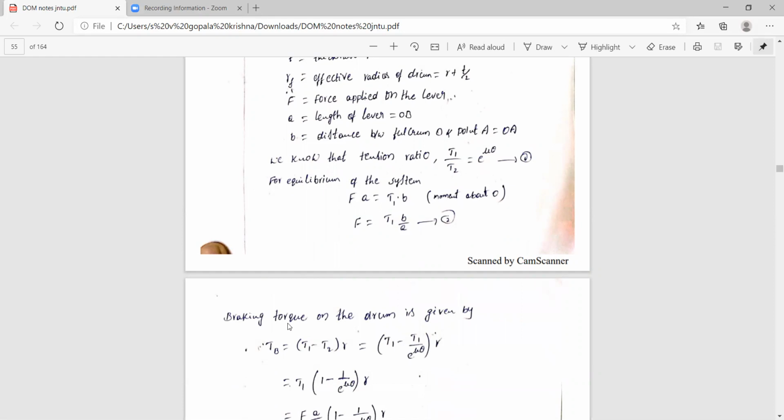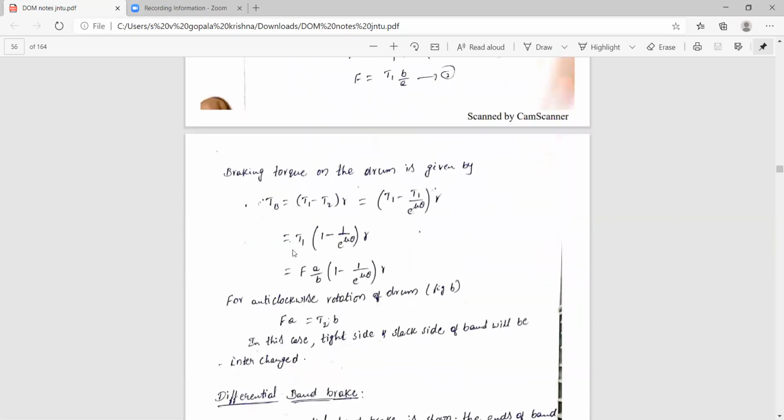Then we write the braking torque on the drum: TB equals T1 minus T2 into R. T2 from equation 1 is T1 by e power mu theta. Taking T1 out, the term is 1 minus 1 by e power mu theta, into R.